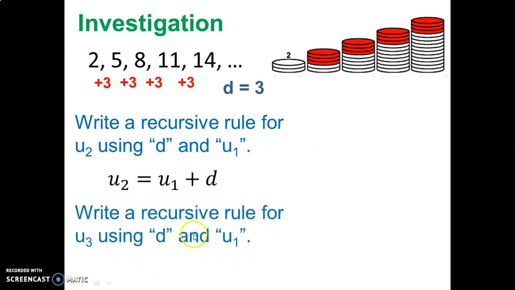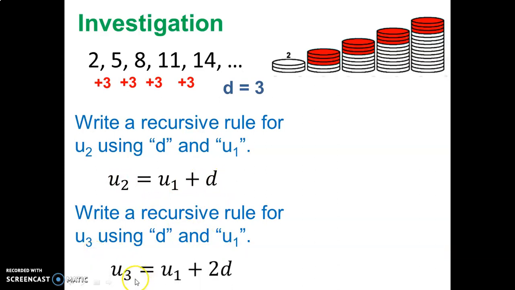Alright, try the same thing. Write a recursive rule for u3 using d and u1. So you may be tempted to use u2 and say, well, I'm jumping up 3 from u2, but try to keep using u1 in the equation. So you're making equations similar to this, but for u3.